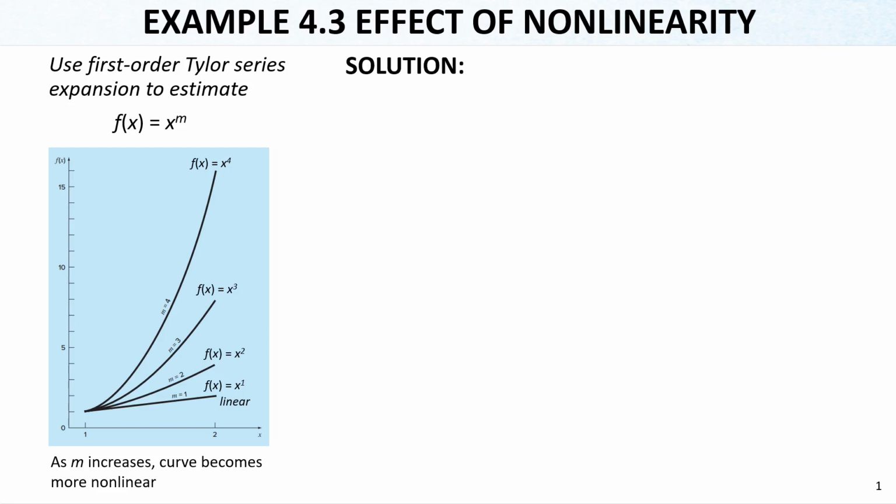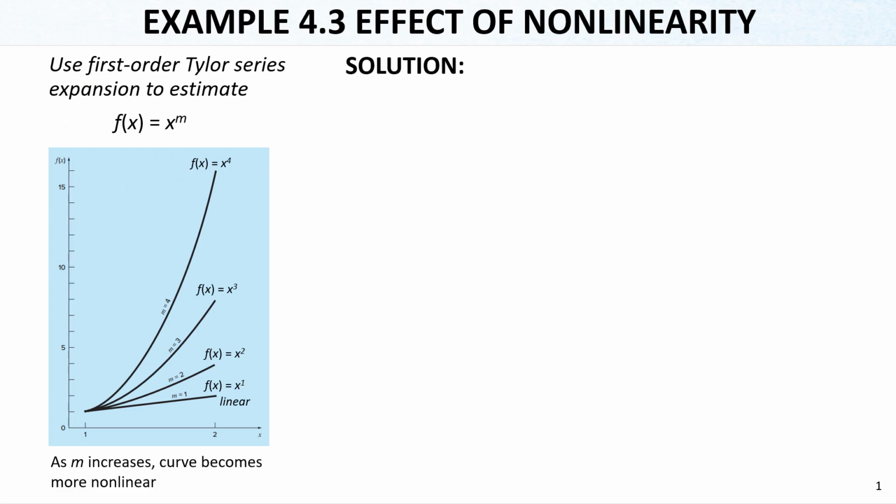We have an example in this slide, and we will see the effect of nonlinearity when we use Taylor series. In this example, we have a function, x to the power m, and with the increase of m from 1 to higher numbers, the function becomes from linear to nonlinear. There is a transition. So we will investigate how the Taylor series expansion will predict these. So basically we will use the first order Taylor series to predict this function.